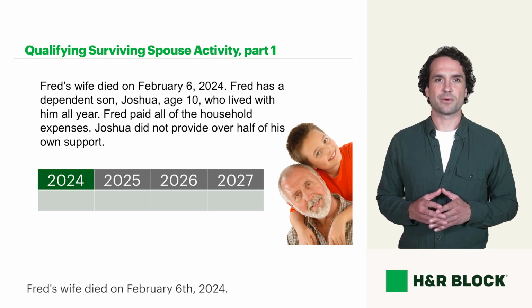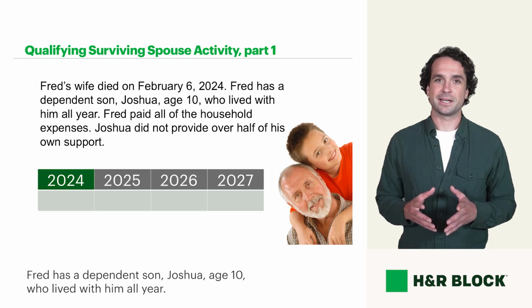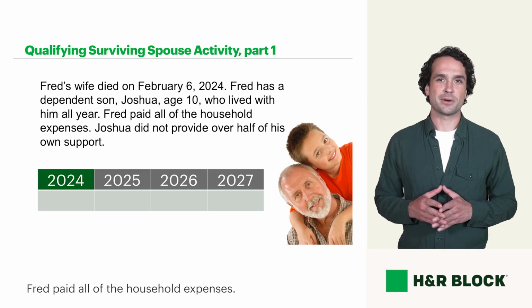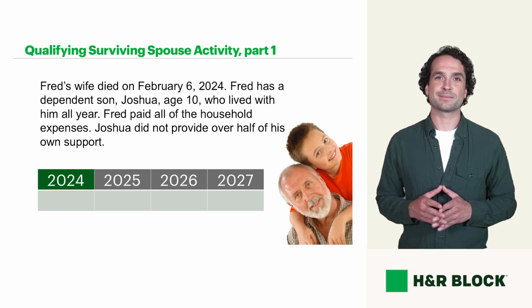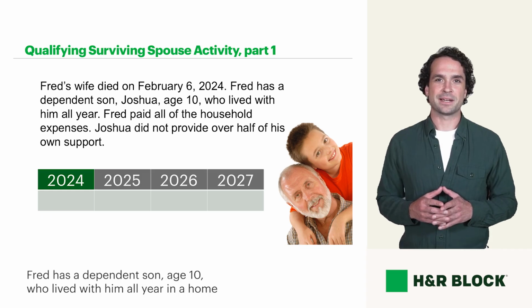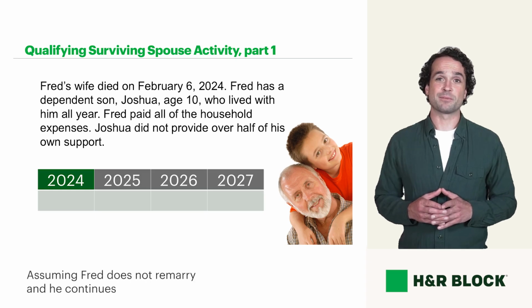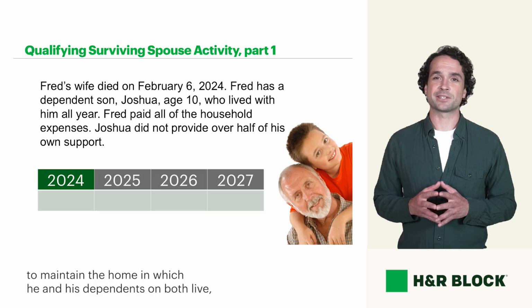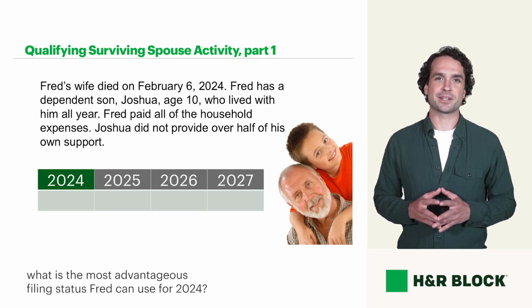Fred's wife died on February 6, 2024. Fred has a dependent son, Joshua, age 10, who lived with him all year. Fred paid all of the household expenses. Joshua did not provide over half of his own support. Assuming Fred does not remarry, and he continues to maintain the home in which he and his dependent son both live, what is the most advantageous filing status Fred can use for 2024?